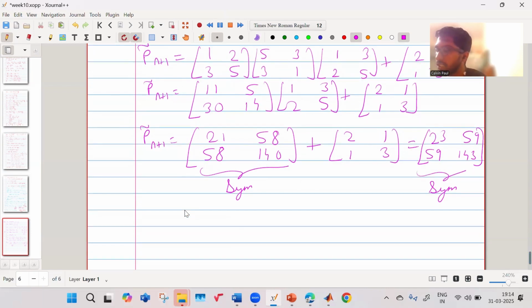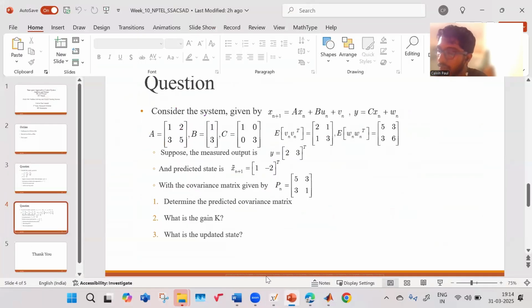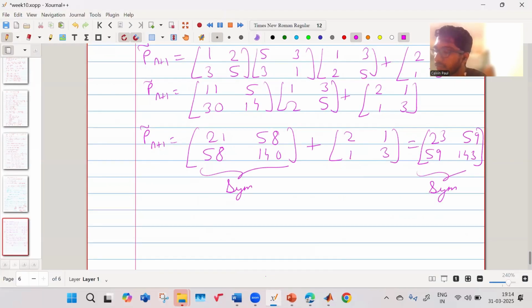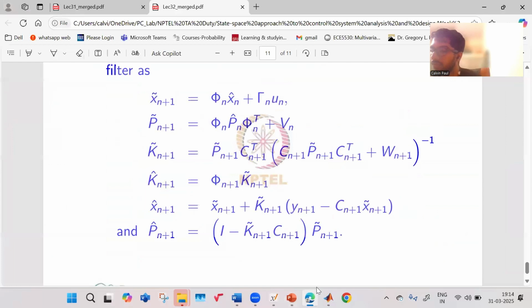Those are things to keep in mind. So we have got the first step, we have got a predicted covariance matrix P tilde n plus 1. Now we have to find the gain K. The gain K is given by the expression we have just seen: K is P tilde, the predicted covariance matrix, into C transpose, into C into predicted covariance matrix into C transpose, plus W. So let us go step by step.